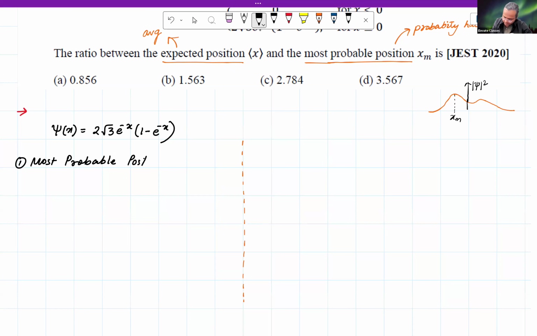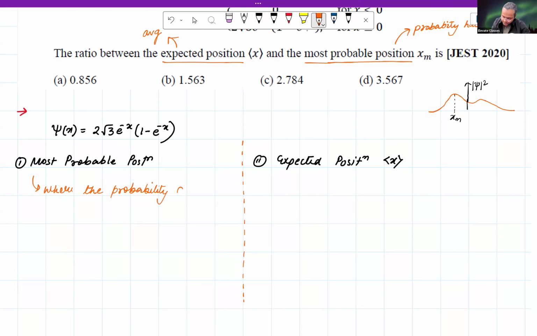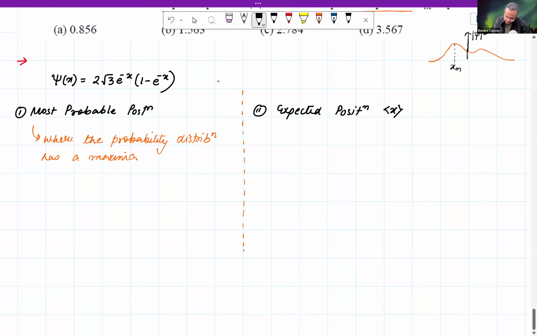Most probable position, and second, let's try to calculate expected position. ठीक है, so most probable position we can find out where the probability has a maxima, where the probability distribution has a maxima. So what is the probability distribution? It is nothing but psi x mod square.